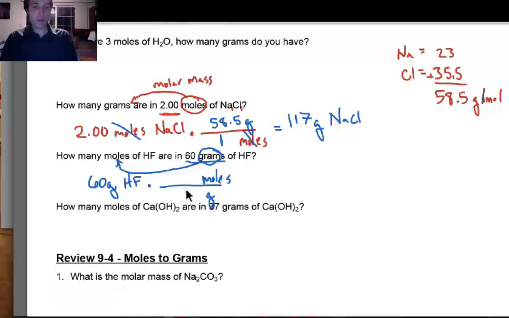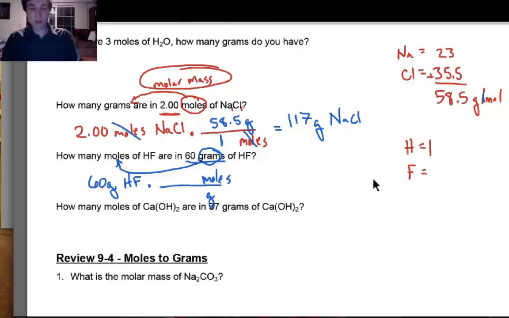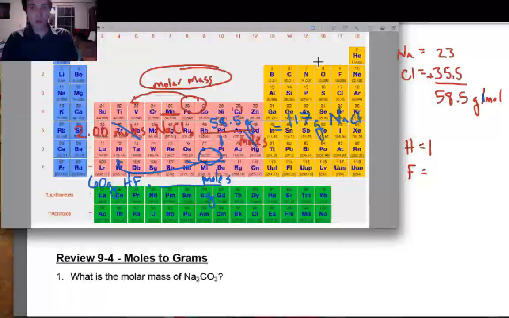Now we need to know the numbers that we plug in here. To do that, we need, as I said up here, the molar mass. Only this time we need the molar mass of hydrogen fluoride. Hydrogen, we know, has a mass of 1. Fluorine, on the other hand, we need to look up real quick. So we go to the periodic table and find fluorine. It's right here. It's 18.998, so we're going to round that off to 19.